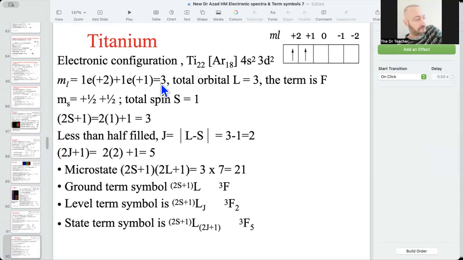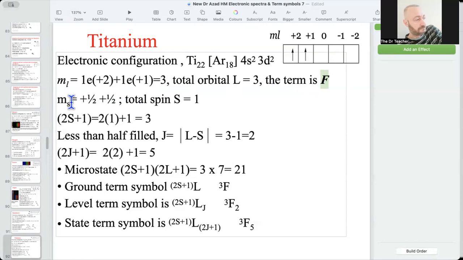So 3, what does it mean? The total L, if it is a 3, the term will be F. You see? The term will become F, as we said before. When L is 0, the term is S. When L is 1, the term is P. L is 2, the term is D. L is 3, the term will be F. So you have the F as a term.